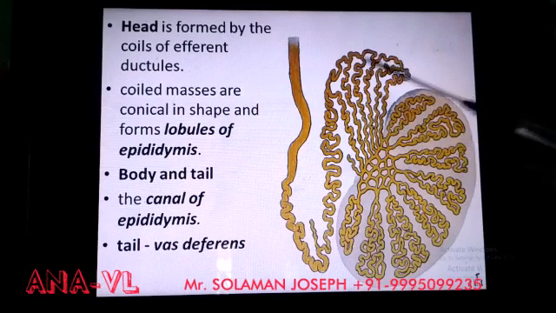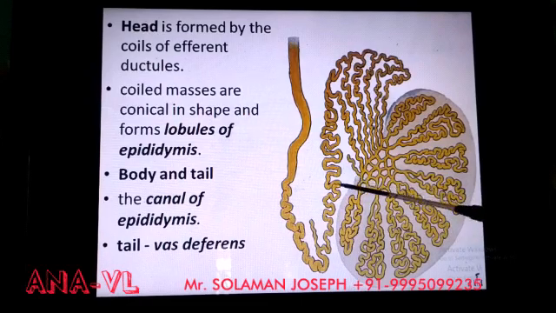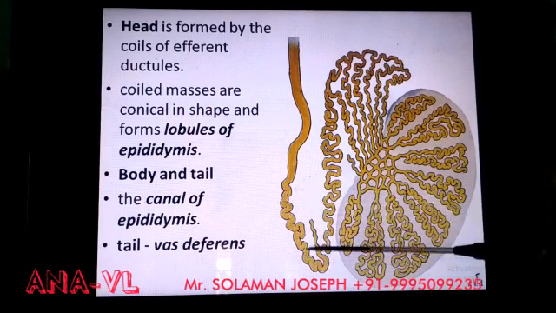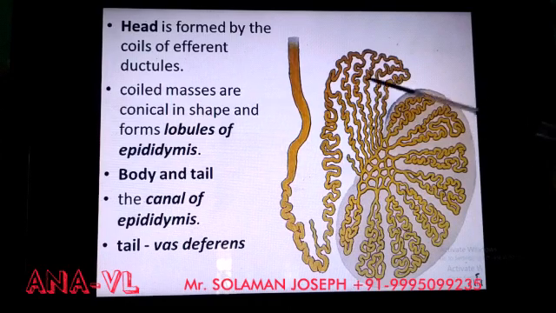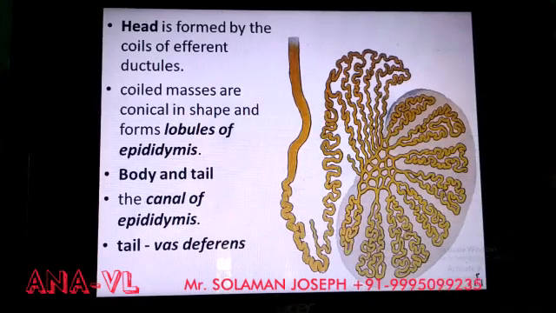In the body, these numerous efferent ductules join to form a single duct-like structure. That duct-like structure is called the canal of the epididymis. That canal of the epididymis continues as the vas deferens. That portion is called the tail of the epididymis. So this portion is called the head of the epididymis, which contains numerous efferent ductules. The efferent ductules join to form the body of the epididymis. Then the body of the epididymis is continuous as the vas deferens, and that portion is called the tail of the epididymis.